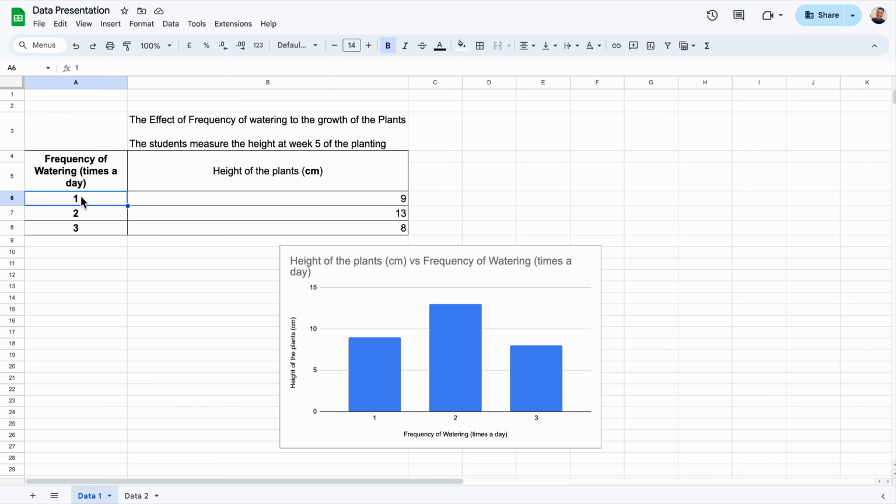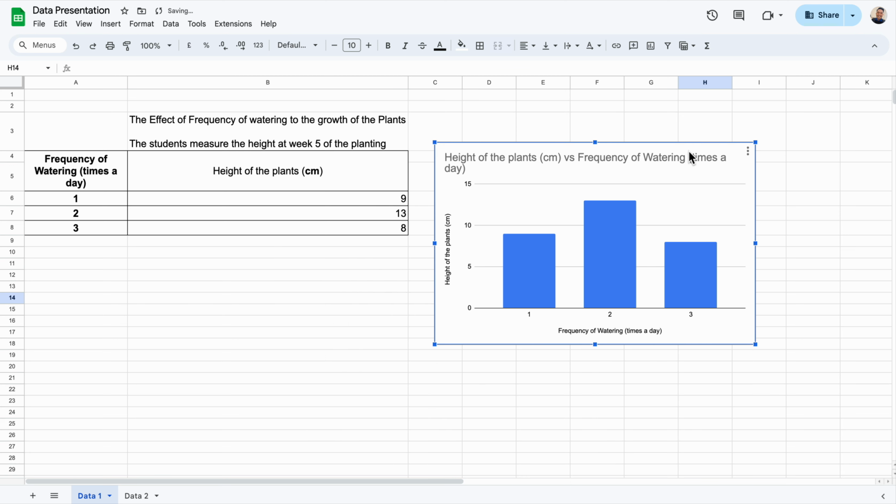They consistently watered it once a day. This is plant number 2, that's twice a day. So you imagine there are three different plants. It's not one plant, so you have to separate them from each other. This column and this column are not related. This bar and this bar are not related. They are different. That's why you have to create a bar graph or column chart.